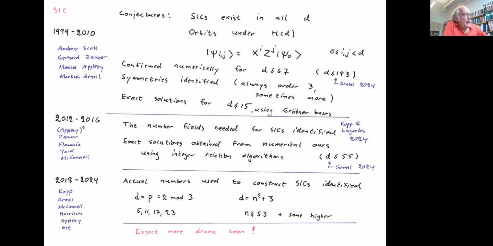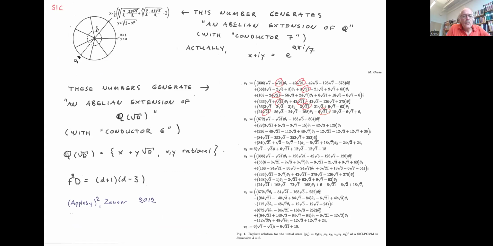And it's a rather confusing spectrum. So typically there are several unitarily inequivalent SICs in every dimension. And the number of those varies in a very strange way. What Kopp and Lagarias realized was that the spectrum of SICs can be predicted. So what Appleby and Flammia and Appleby, and the two Applebys realized was that the number field in a given dimension that's supposed to give SICs are abelian extensions of the square free part of this number here.